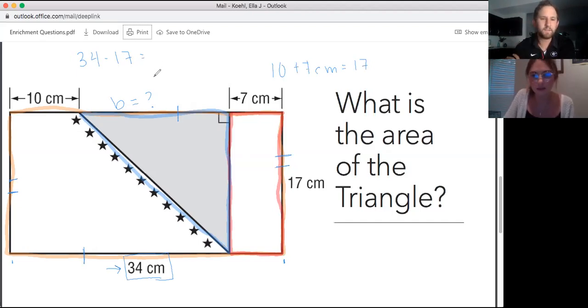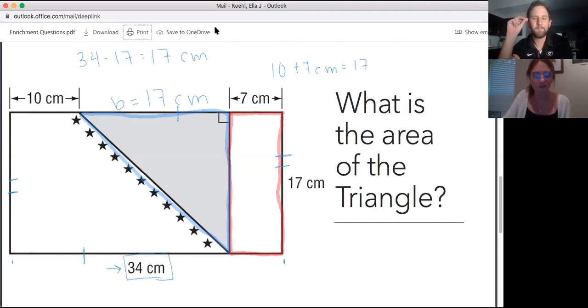So the base of the triangle is equal to what? So the base of the triangle would be 34 minus 17, right? Because the entire base is 34, and we need to figure out what this missing part is. So 34 minus 17 would be 17 centimeters. Good. So we now know that our base of our triangle is 17 centimeters. I know a lot of you are thinking, no, it's 17 centimeters squared. No, because it is just the measurement of a side. It's not the actual area.